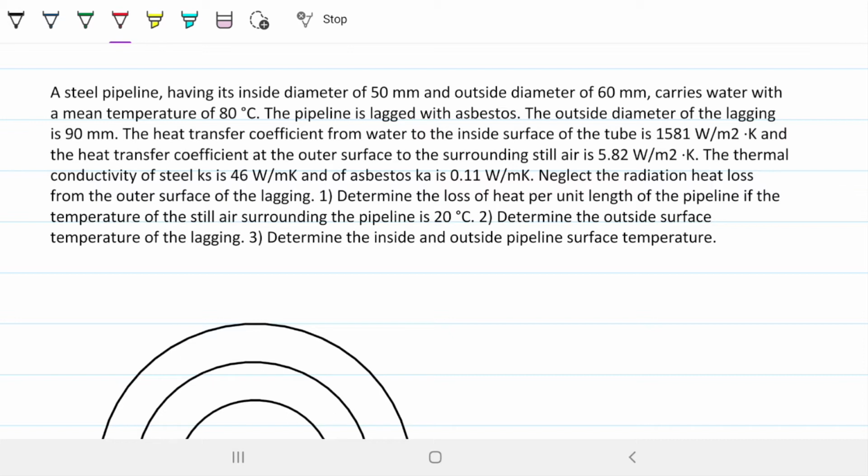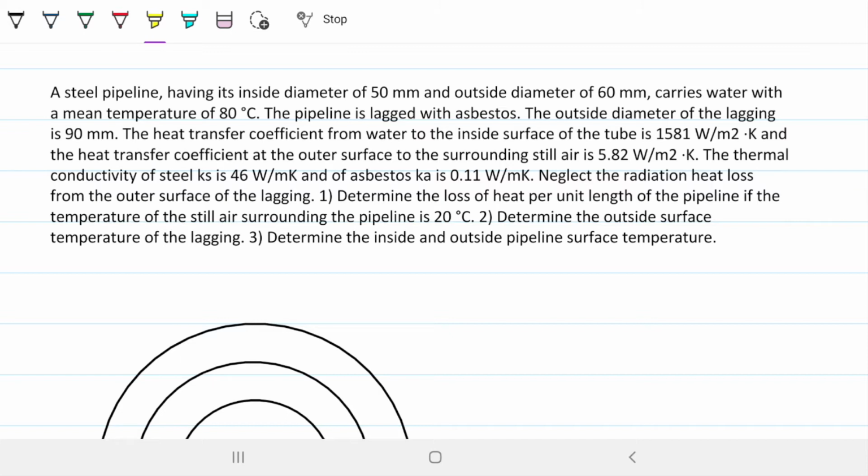1. Determine the loss of heat per unit length of the pipeline if the temperature of the air surrounding the pipeline is 20 degrees Celsius. 2. Determine the outside surface temperature of the lagging. 3. Determine the inside and outside pipeline surface temperature.